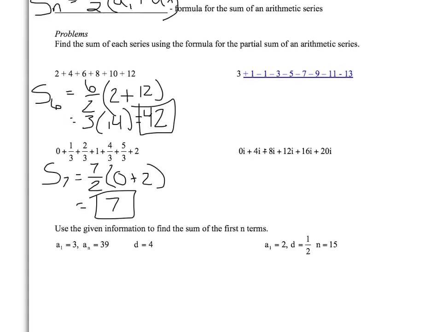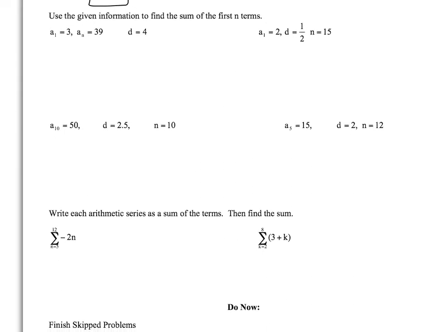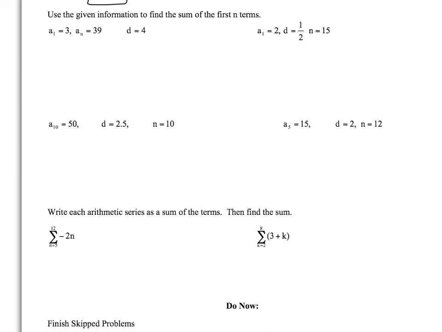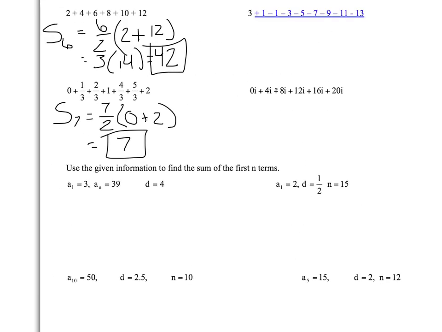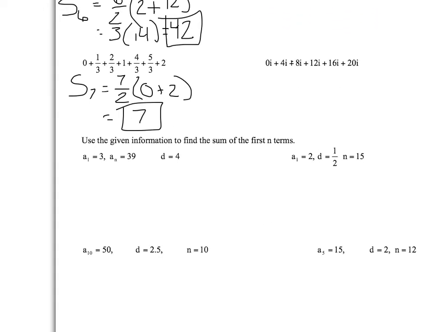I am going to concentrate more on the ones on the bottom here because these ones are a little bit more difficult. Using the given information, find the sum of the terms. So I'm telling you the first term is 3, the last term is 39, and d equals 4. In order to use this sum formula, we need to know what n is. So to figure out what n is, I'm going to go back and use the formula I learned a couple days ago. an equals a1 plus n minus 1 d.